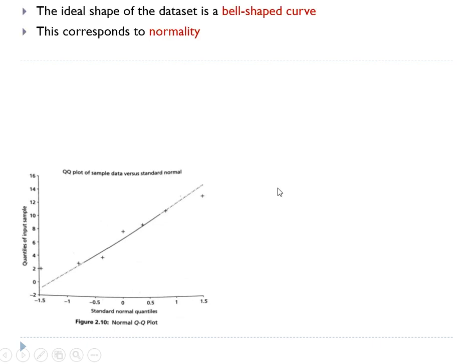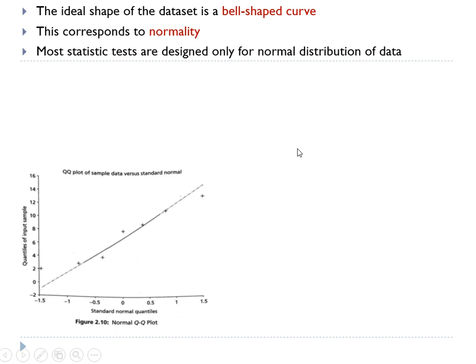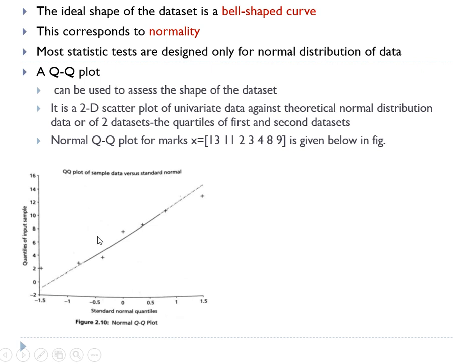Now coming to the plots, this is what we call a normal QQ plot. We have the standard normal quantiles on the x-axis, and these are some samples we have taken. As I already discussed in a previous session, the ideal shape of a data set should be a bell-shaped curve, which corresponds to ideality or normality, where we have fewer outliers, and most statistical tests are designed for the normal distribution of data. Now this is a QQ plot.